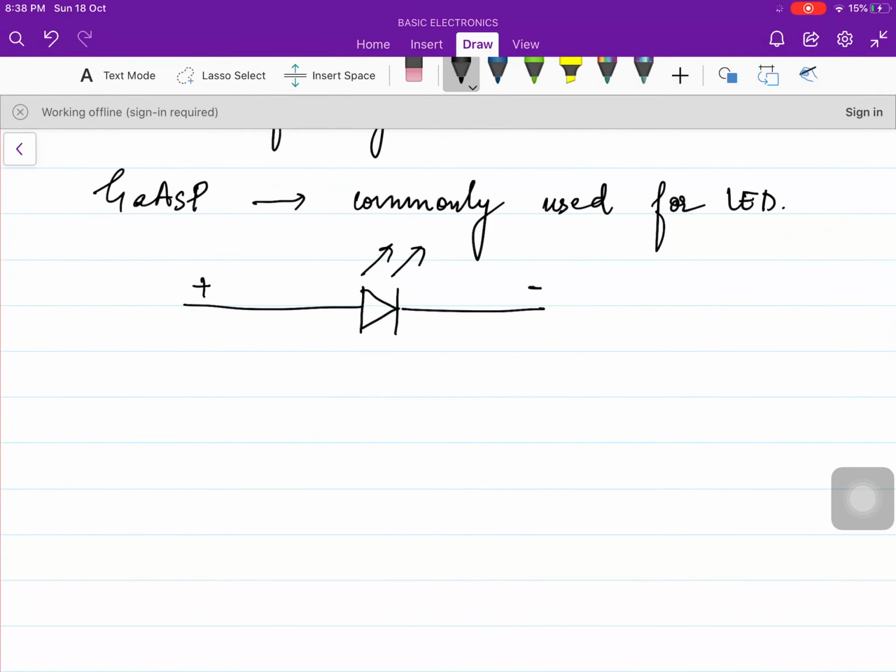Now let us see how the light output of an LED varies.